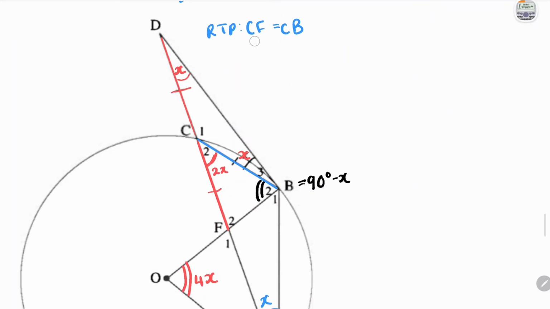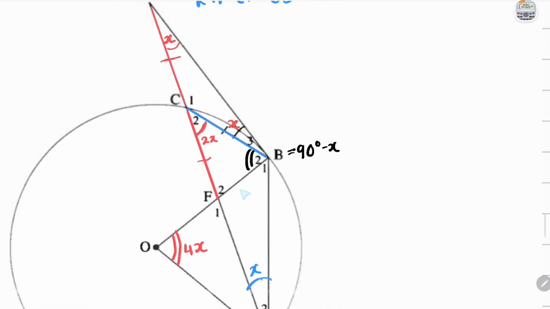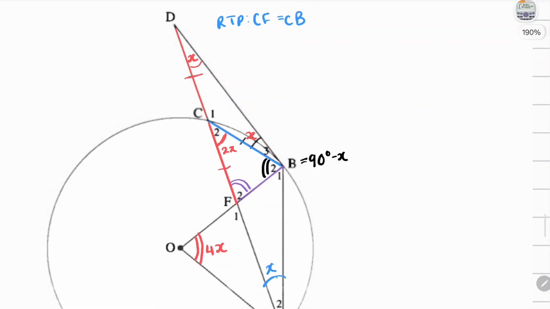Our goal is to prove that CF equals CB. How do we show that this line is equal to this line? You can look at the triangle they are a part of. They are part of this triangle here, CFB or CBF. If we want to show that these two sides are equal, then show that their base angles, the angles opposite those sides, are equal. So let's find angle F2. That's the goal now. We need to find angle F2.